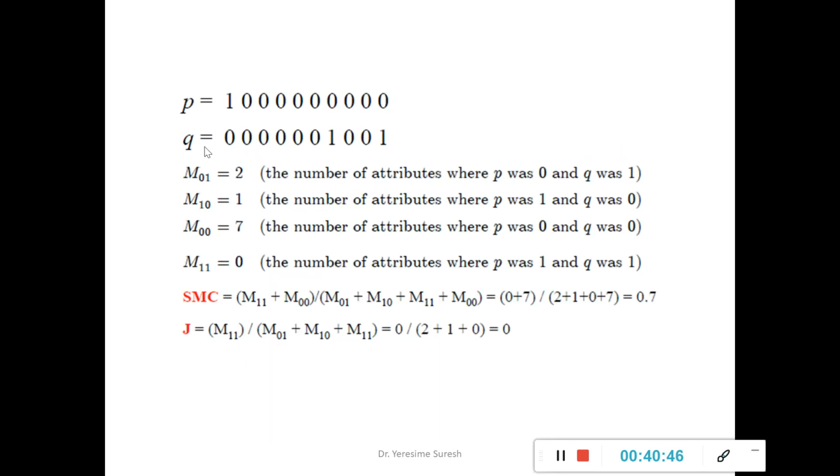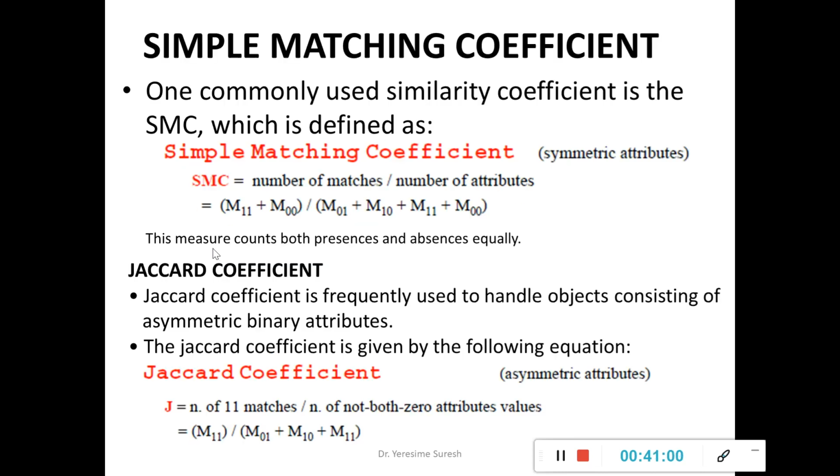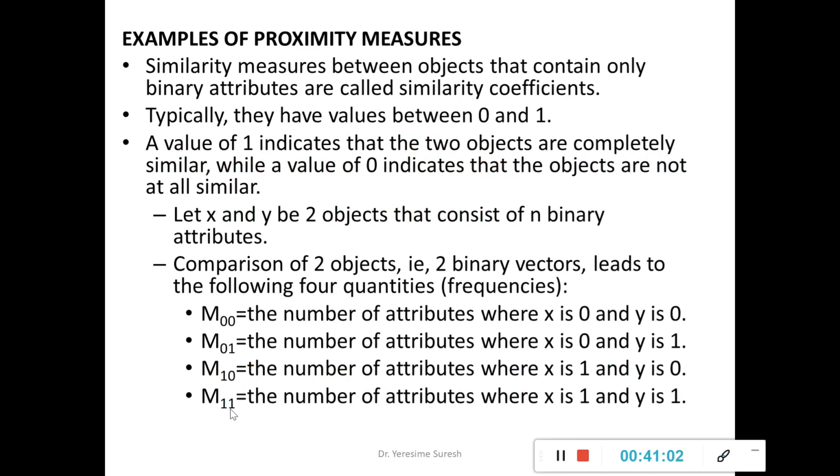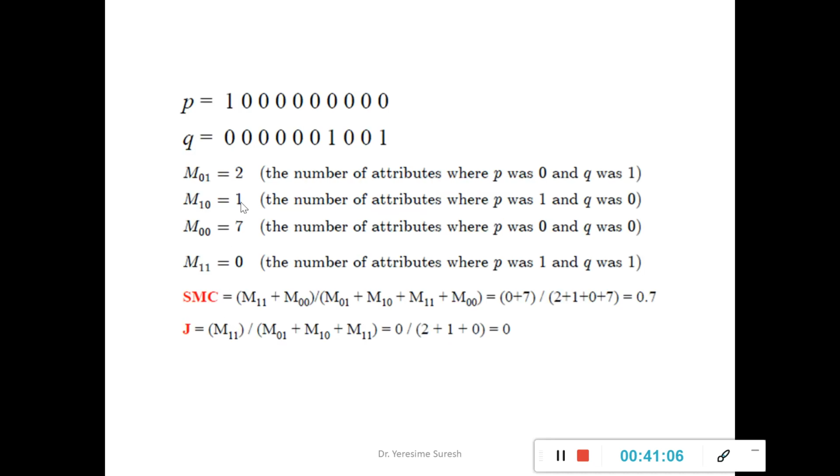Now, I have taken two data objects P and Q, and the binary representation for the two data objects P and Q is as follows: 1 followed by zeros with respect to P, and zeros followed by 1 0 0 and 1 with respect to Q. So, we have already defined what exactly is M11, M10, M01 and M00. We will try to find those values.